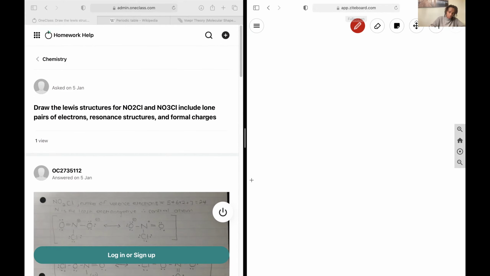Next up, I would like to draw the Lewis structures for NO2Cl and NO3Cl. So let's start with this one, and then we'll get to this one right after. So as usual, count your valence electrons. I have 5 from the nitrogen, 2 by 6 because of the oxygen, plus 7. That is going to give me 5 plus 12 plus 7. And that is going to give me 24 electrons.